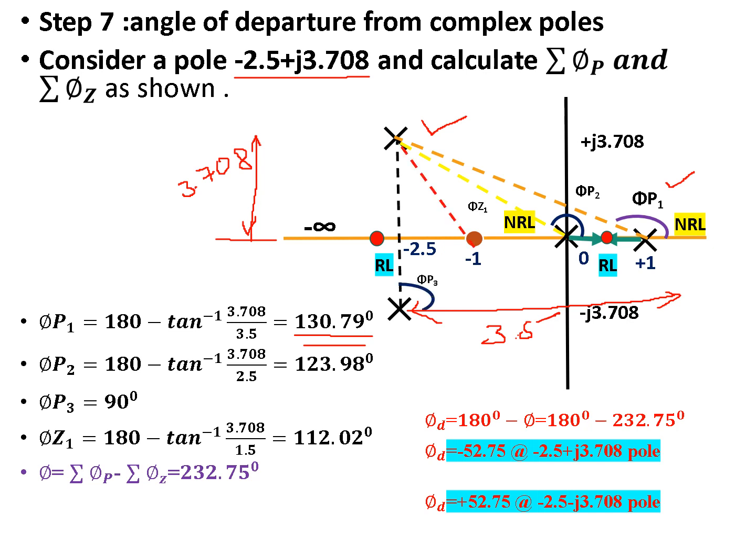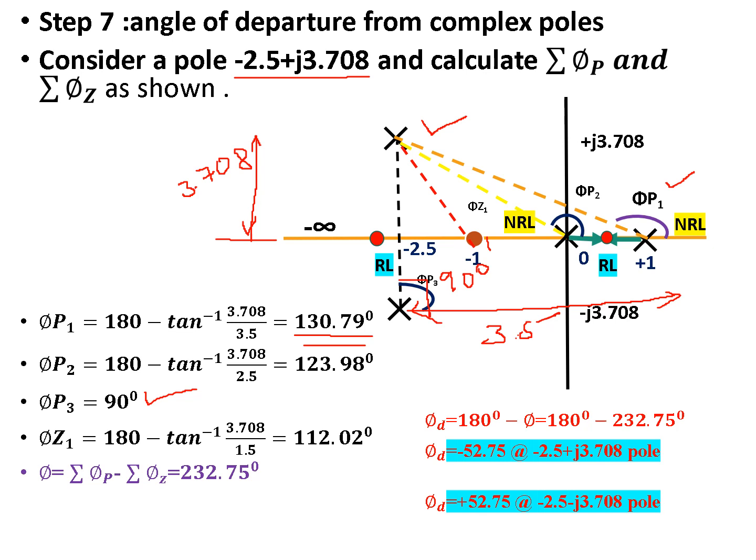Next, we need to find the value of phi p3. Phi p3 value, the moment you see it, it is nothing but 90 degree. We just draw 90 degree. Next is phi z1. Phi z1 is nothing but the zero angle. When we draw a line from this point to the pole, it is nothing but 180 degree minus tan inverse of 3.708, that is opposite value, divided by 1.5, which is equal to 112.02 degree.